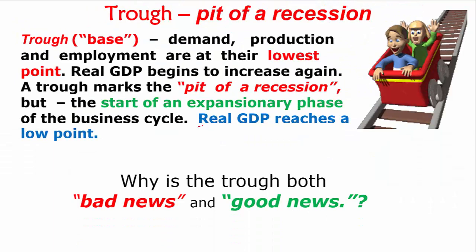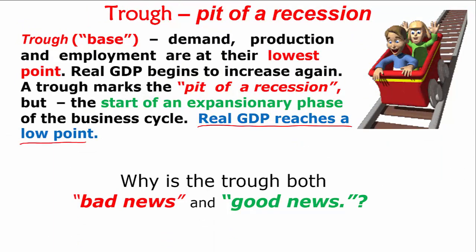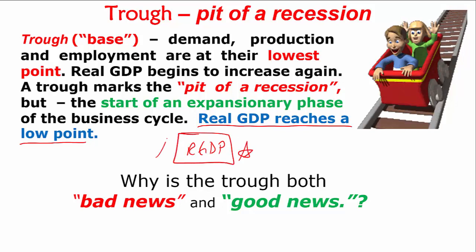And so the trough is where real GDP reaches a low point. So that's our 4 phases of the business cycle. They are all defined by what is happening to real GDP. So that is the key to all of them.